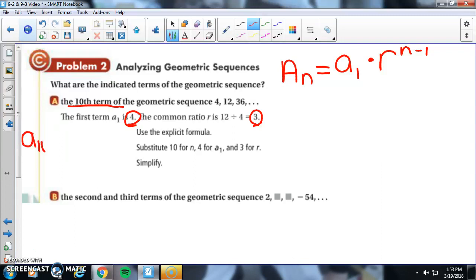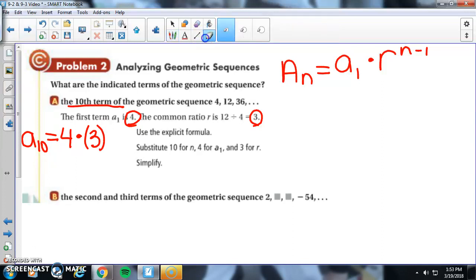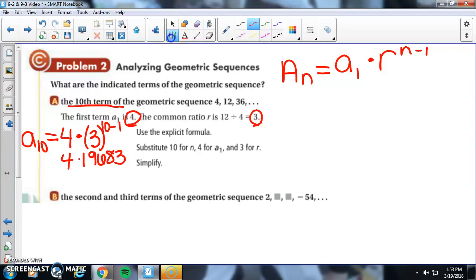Therefore, a sub 10 is equal to 4 times 3 to the n, which is 10, minus 1 power. 10 minus 1 is 9. You have to do 3 to the 9th power first, which is 19,683. Then times 4, which is 78,732.